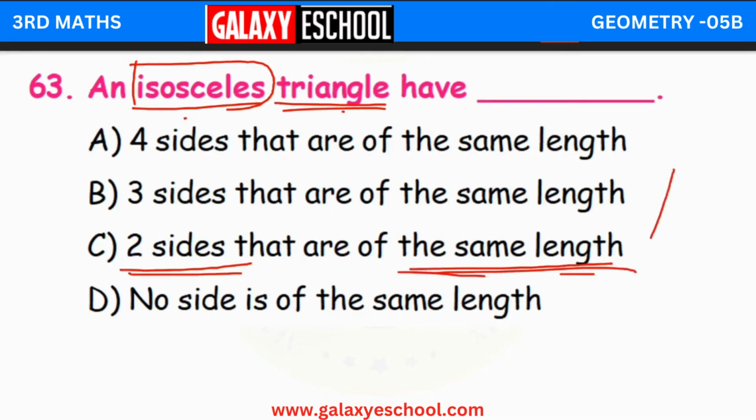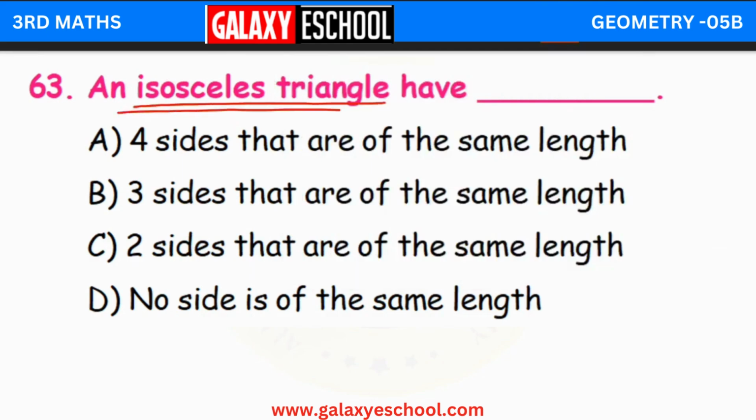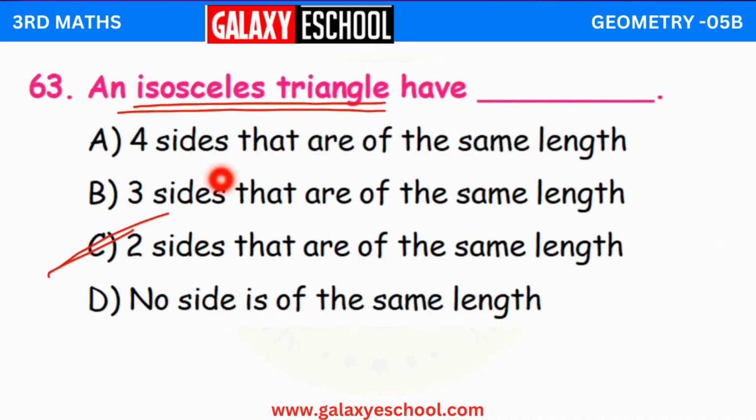What is it, children? Suppose I have a triangle like this, the length of the sides: this is 5 centimeters, 5 centimeters and 4 centimeters. Here what are we observing? The length of these two sides is the same. So whenever we have such a triangle, we give a special name to it. What is it? It will be called an isosceles triangle. So option C becomes our correct answer. An isosceles triangle has two sides that are of the same length.